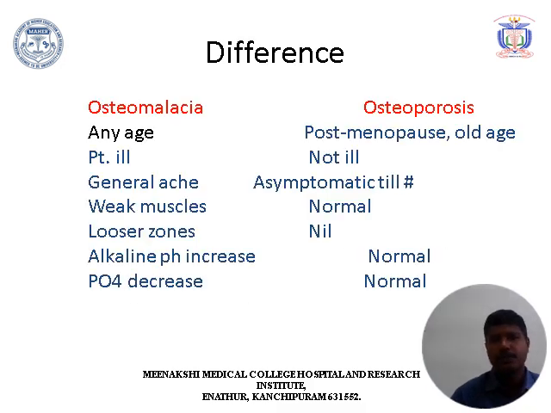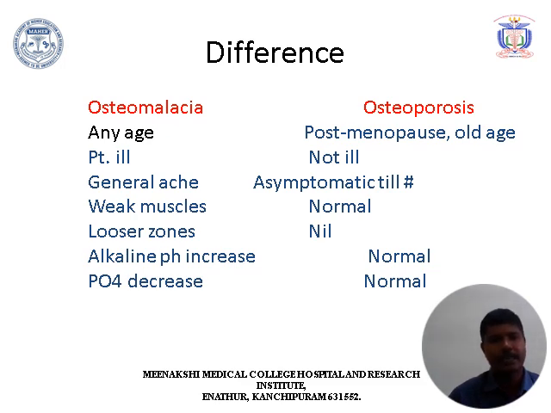So the difference between osteomalacia and osteoporosis is, osteomalacia can occur at any age, whereas osteoporosis usually occurs in old age, like after menopause or after the sixth decade of life. In osteomalacia, the patient will be ill, whereas in osteoporosis, the patient will not be that much ill. Generalized body ache will be present in osteomalacia, whereas osteoporosis is asymptomatic unless some fracture occurs. Muscle weakness will be present in osteomalacia. There is no muscle weakness in osteoporosis.